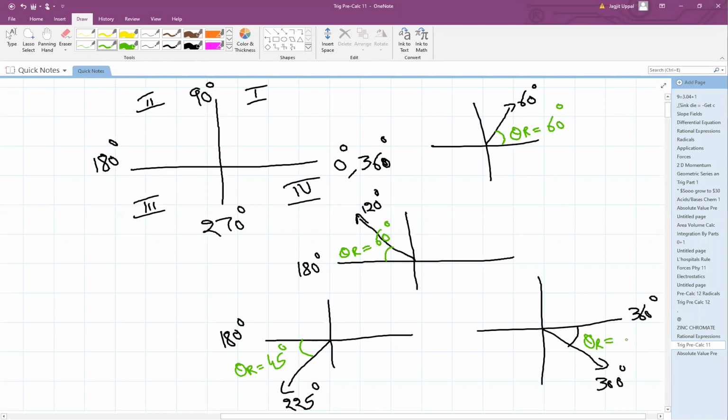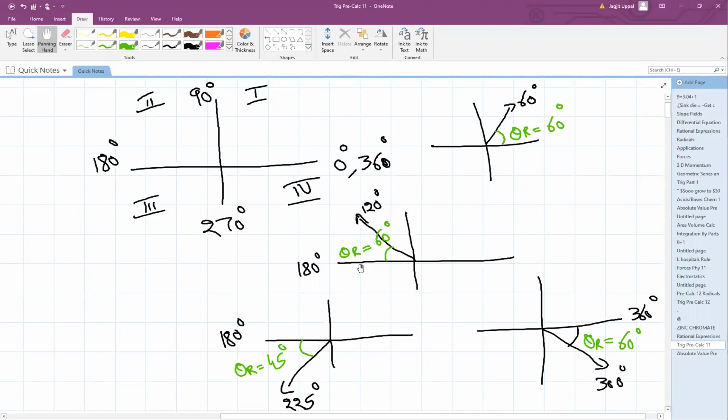So now your reference angle is going to be 360 minus 300, which is 60 degrees. Simple stuff? Okay. So quadrant 1, quadrant 2, quadrant 3, quadrant 4. This is 0, 90, 180, 270, and 360. This one falls in quadrant 1, so the reference angle is going to be the same angle.